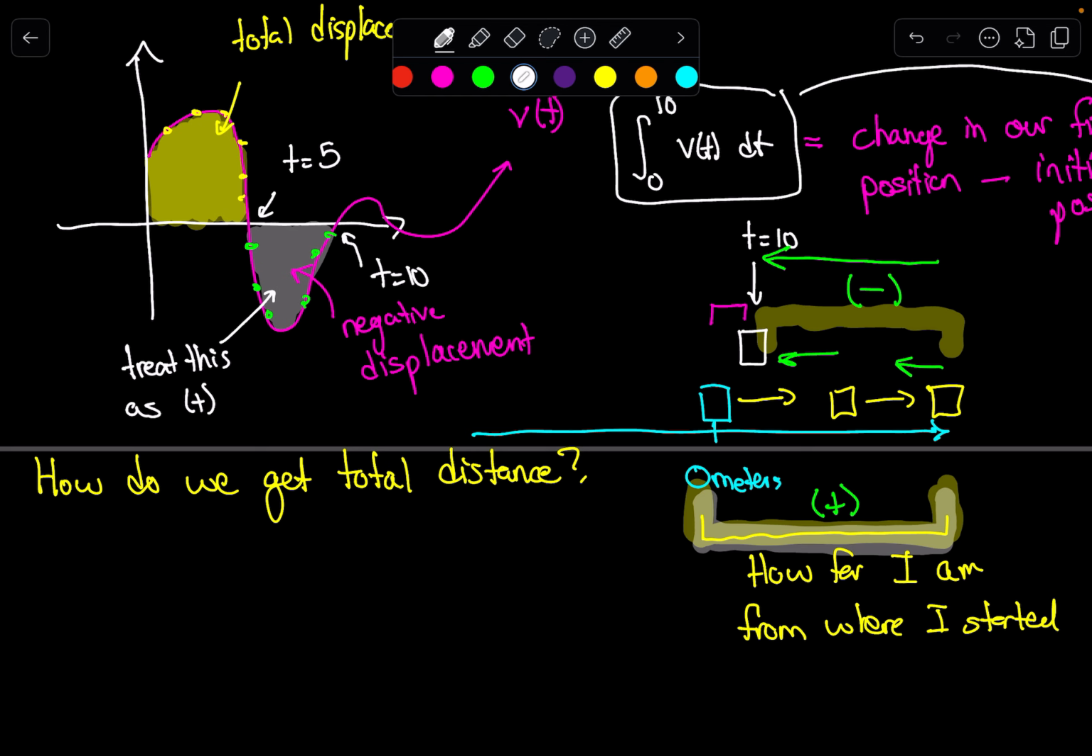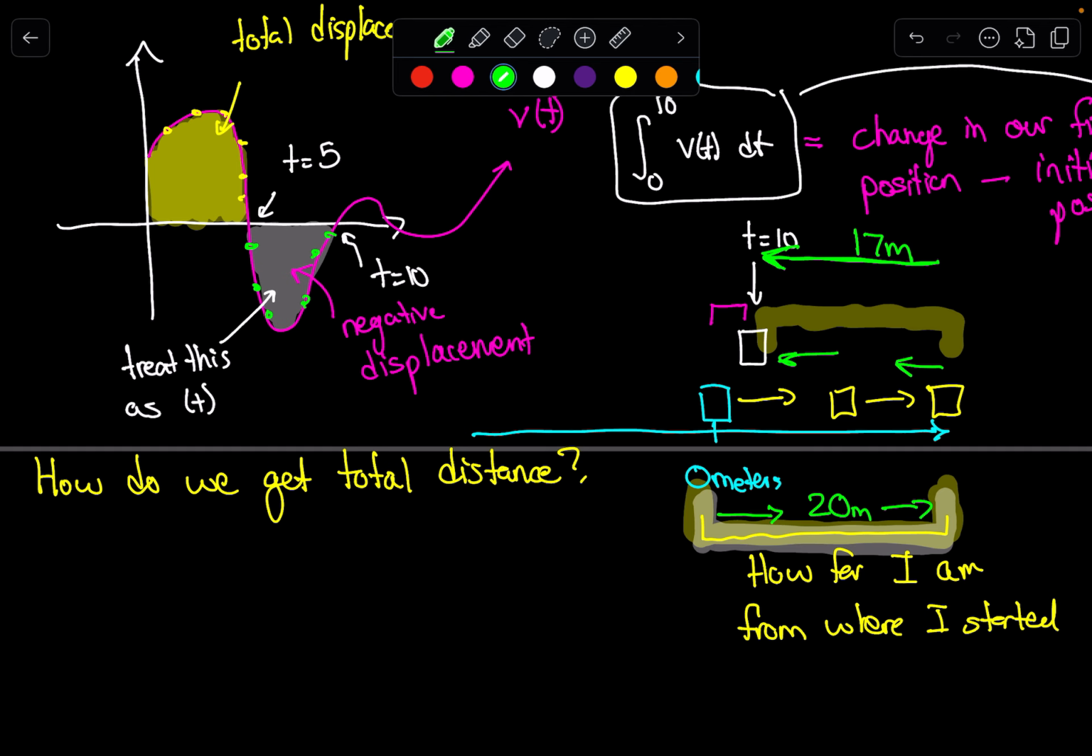Because once you do that, going back to this box example, if I tell you that we go 20 meters to the right, and then we went to the left and we went left 17 meters, you would say your total distance is 37 meters, even though your displacement is only a positive 3 meters, right?